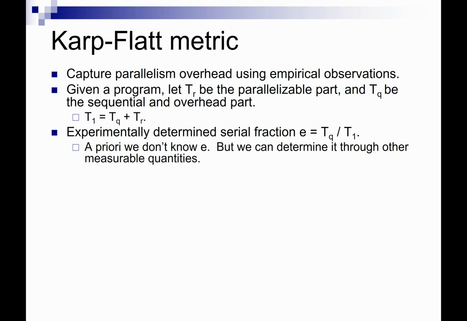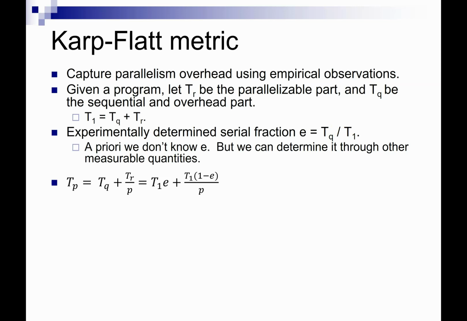Now we want to look at this serial fraction, which is defined as TQ, the extra cost that you have to pay, the non-parallelizable part of the computation. We want to look at TQ divided by the overall running time. We're going to call this e. Now we don't really know what e is. In Amdahl's law, we assumed that we knew how much of the program was actually sequential. But for the Karp-Flatt metric, we don't assume that we know e. Rather, we assume that you can do some experiments. You can actually run the program, and then you can use those running times to determine e.